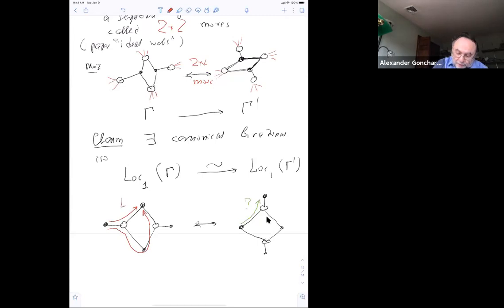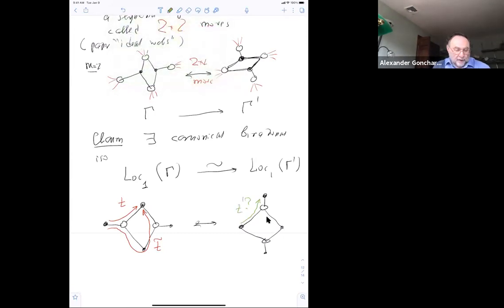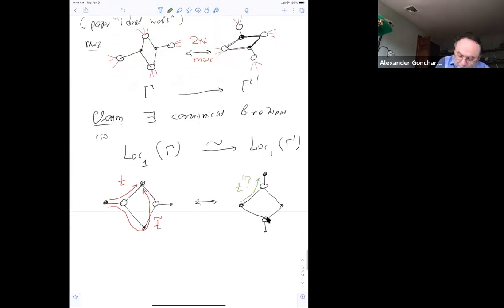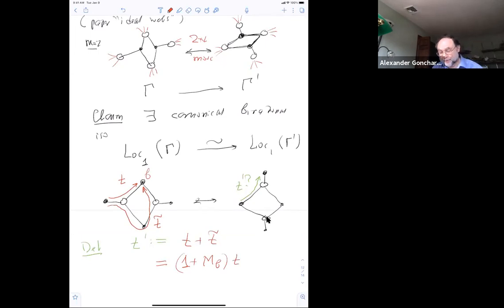So I call this parallel transport T, and this is T tilde. And this one is the one which I wanted to define. This will be T prime. The formula is a definition: T prime is defined as T plus T inverse, or what is the same, 1 plus the monodromy at the point B, going counterclockwise, applied to the parallel transport T. So that's it. This is a transformation.